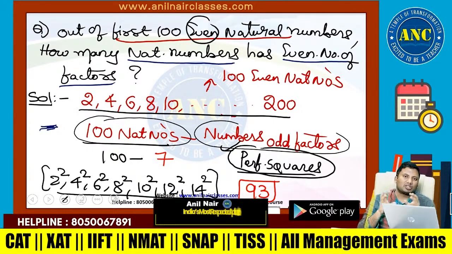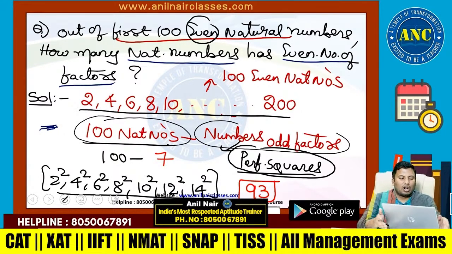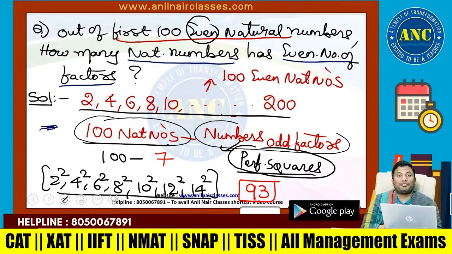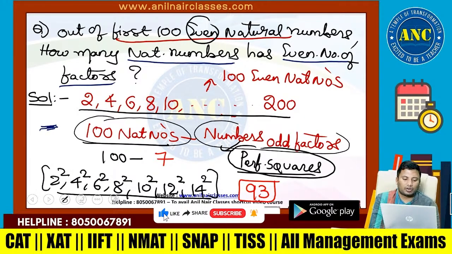A number which has an odd number of factors is called a perfect square. How many perfect squares are there? Please do not take it as 14 square is 196, so 1 to 14. The domain is even numbers, so only even numbers should be taken. 2 square, 4 square, 6 square, 8 square, 10 square, 12 square, 14 square. Total 7 numbers are there. 100 minus 7 is 93.